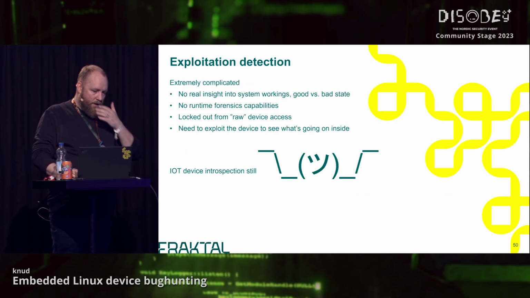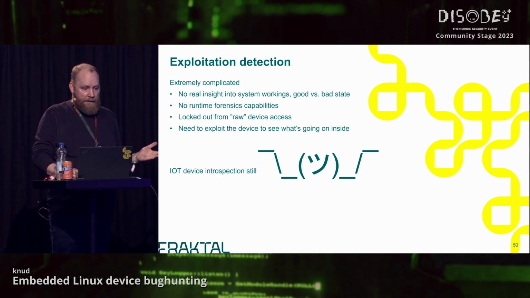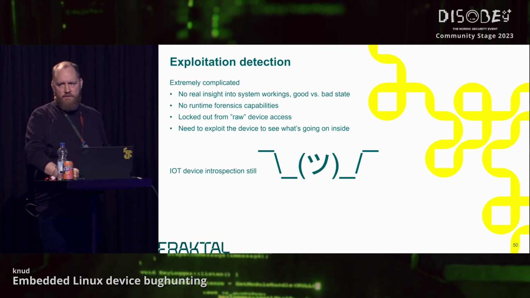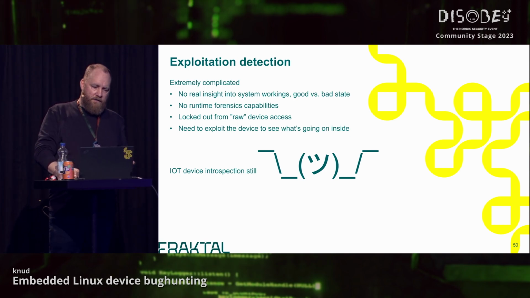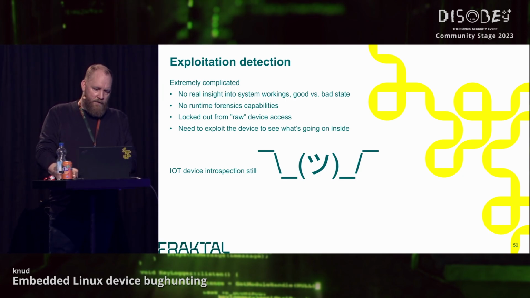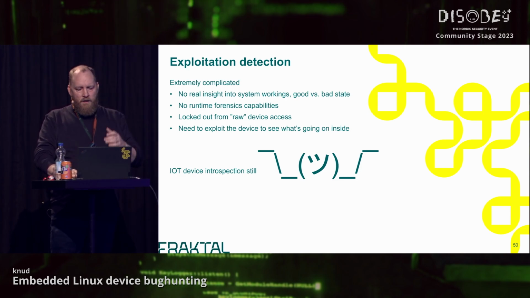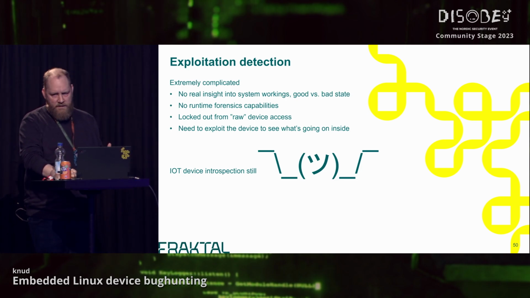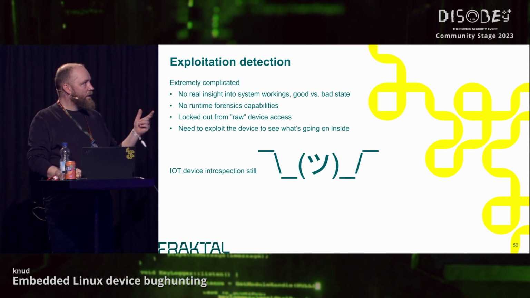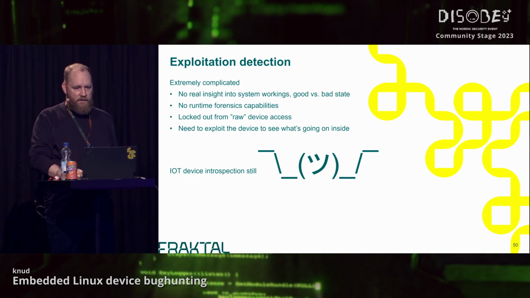If you want to see if somebody hacked your camera, well, very, very complicated, because you cannot see if the system is doing good or doing bad, and you have no runtime forensics capabilities. You have a not so good web UI, but that one doesn't show if there are hackers loose in it. You are logged out from the raw device access, so you actually need to hack it to see if you've been hacked. So that's a common, in my opinion, problem with IoT devices, that you have no idea what's going on inside. It's just a thing with a network plug.